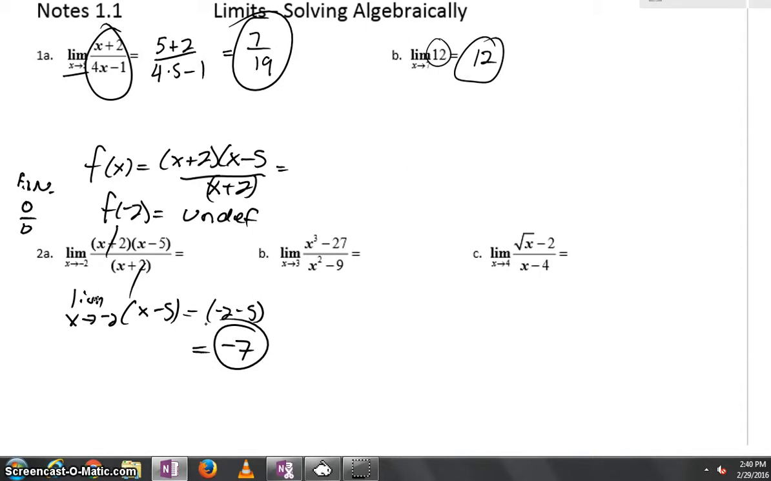Take a look at 2b with me. I think very quickly, kids will plug in a 3. 3 to the third is 27. 27 minus 27 is 0. Down below, 3 squared is 9. 9 minus 9 is 0. Hey, this doesn't mean you don't exist. What it means is you have to look at it differently.